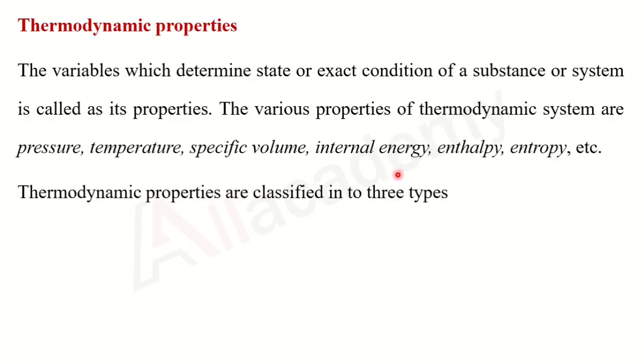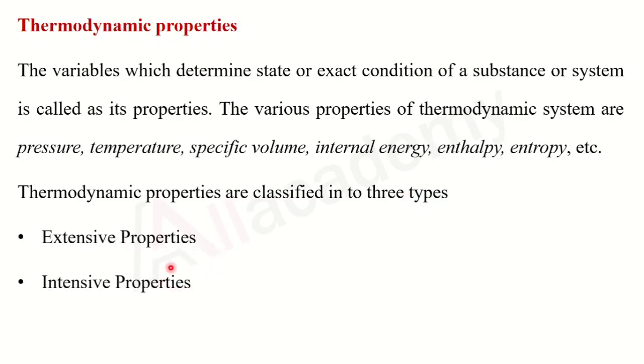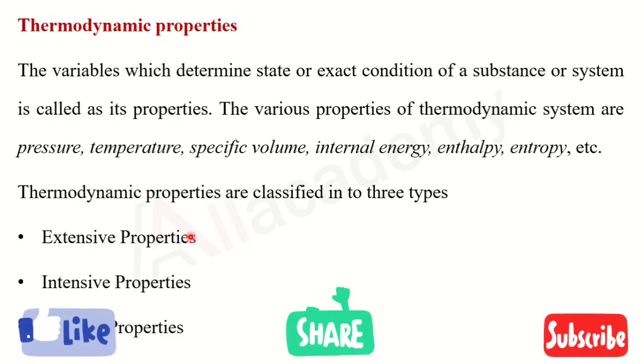These thermodynamic properties are classified or grouped into three types. One is extensive property, another is intensive property, and the third one is specific property. So whatever thermodynamic properties are used to describe the thermodynamic system are classified into three categories: extensive properties, intensive properties, and specific properties. Let us discuss these properties in detail.